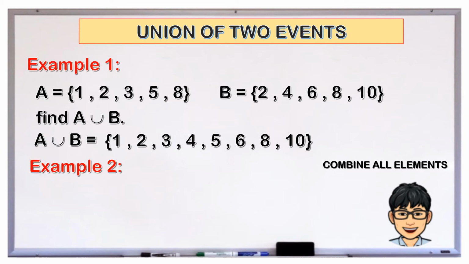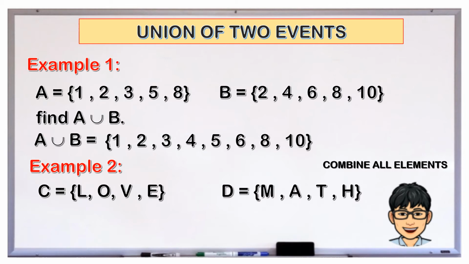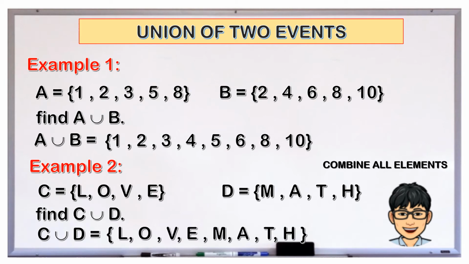Let us have another example. Let's say event C has elements LOVE and event D has elements MATH, and we want to find C union D. So therefore, C union D, by combining all the elements, we have L, O, V, E, M, A, T, and H.